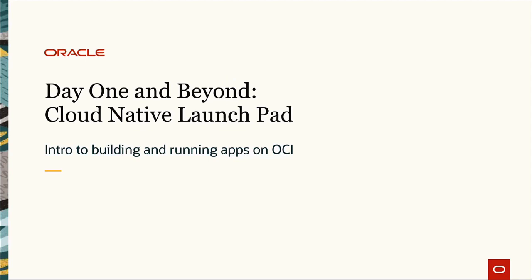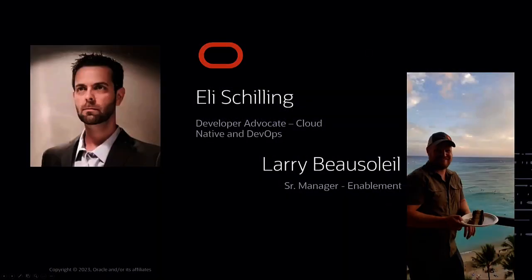We are going to be talking about just kind of an intro to building and running apps on OCI today. But before we get into that, let's just do a quick intro. As Renu mentioned, my name is Eli Schilling. I started with OCI actually in 2017, so I have been working with OCI and cloud for quite some time, and really spending a lot of effort and energy in the cloud native and the DevOps space. We're going to be talking through some of those concepts over the course of the series, and I'll give a little bit more detail once we dive in.